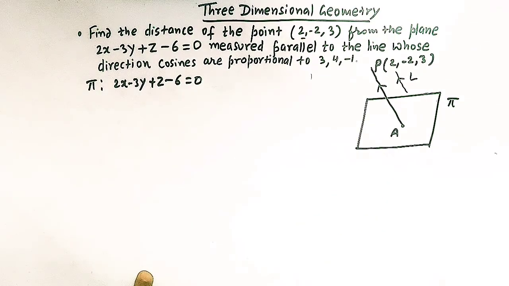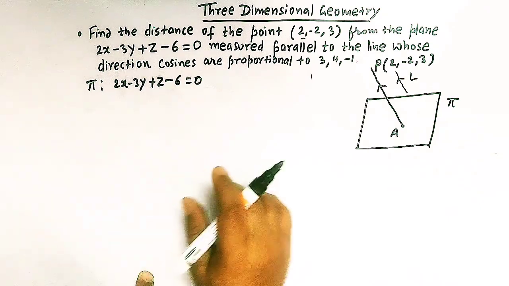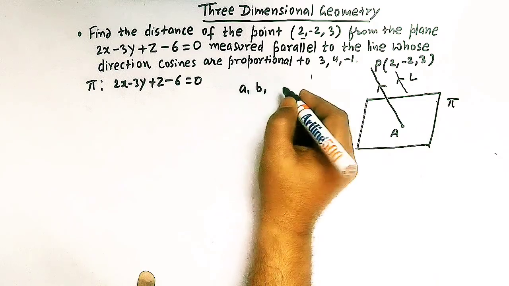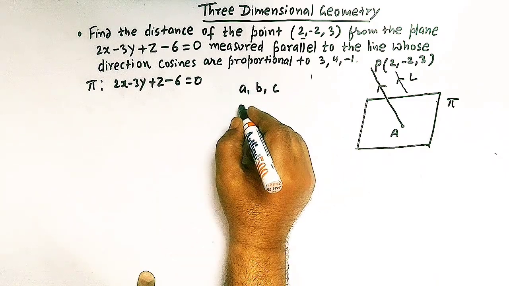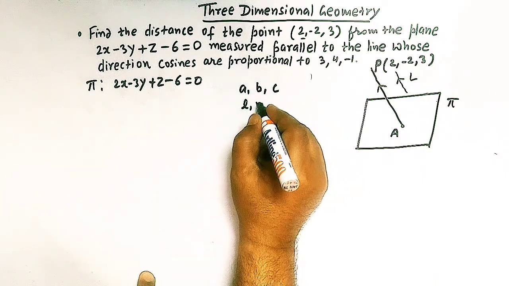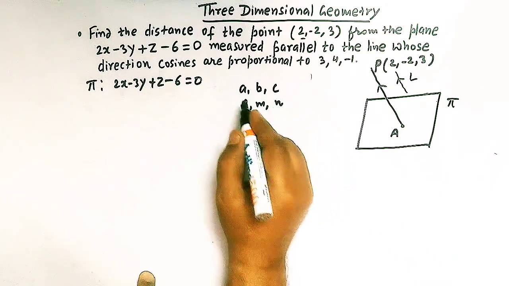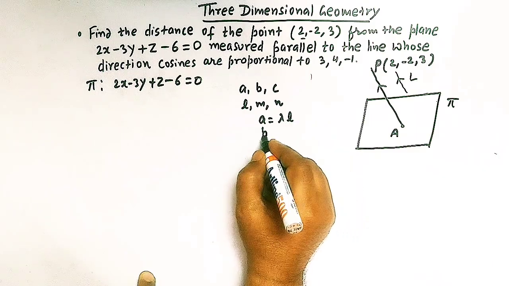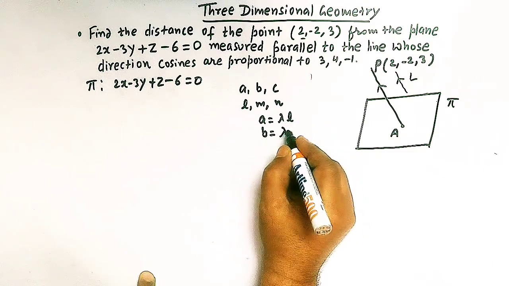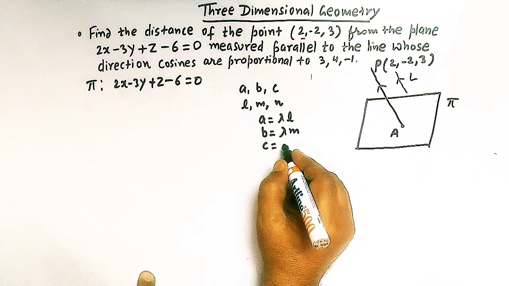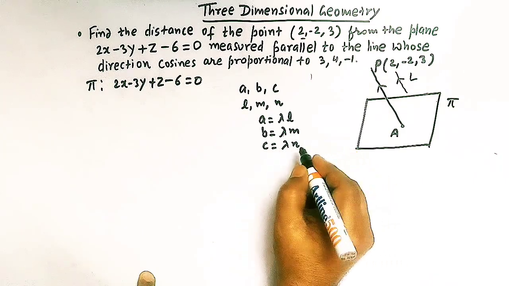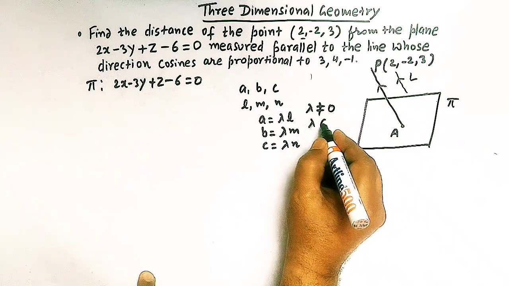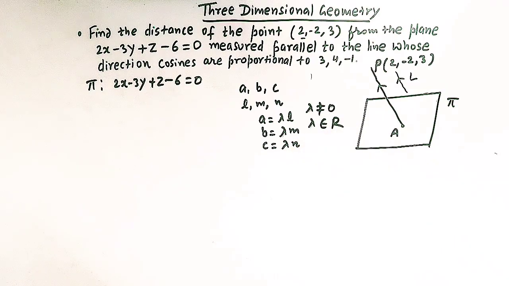Now, according to the definition of direction ratios of a line, we know that if the direction ratios of a line are a, b, c, and the direction cosines of the line are l, m, and n, then a = λl, b = λm, and c = λn, where λ is not equal to 0 and λ belongs to the set of real numbers.